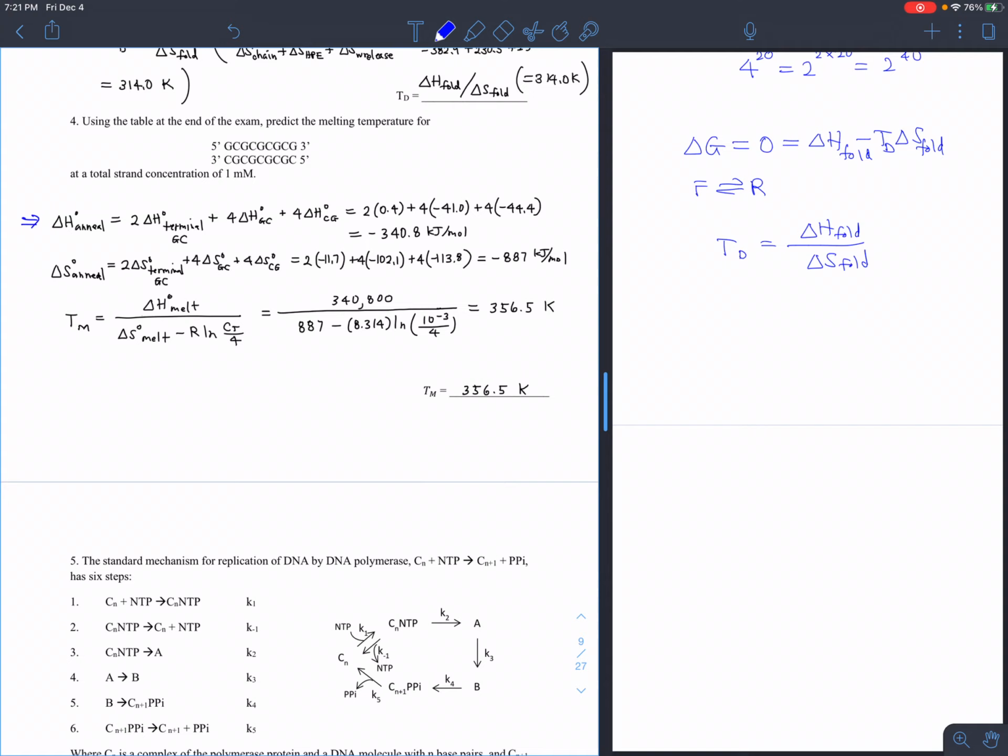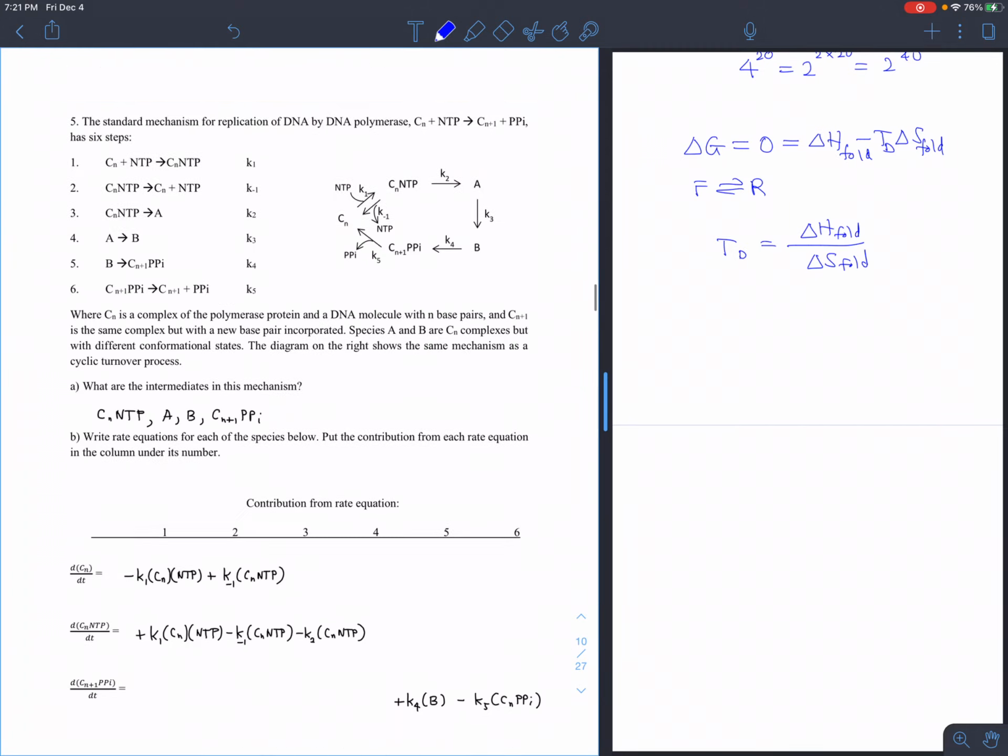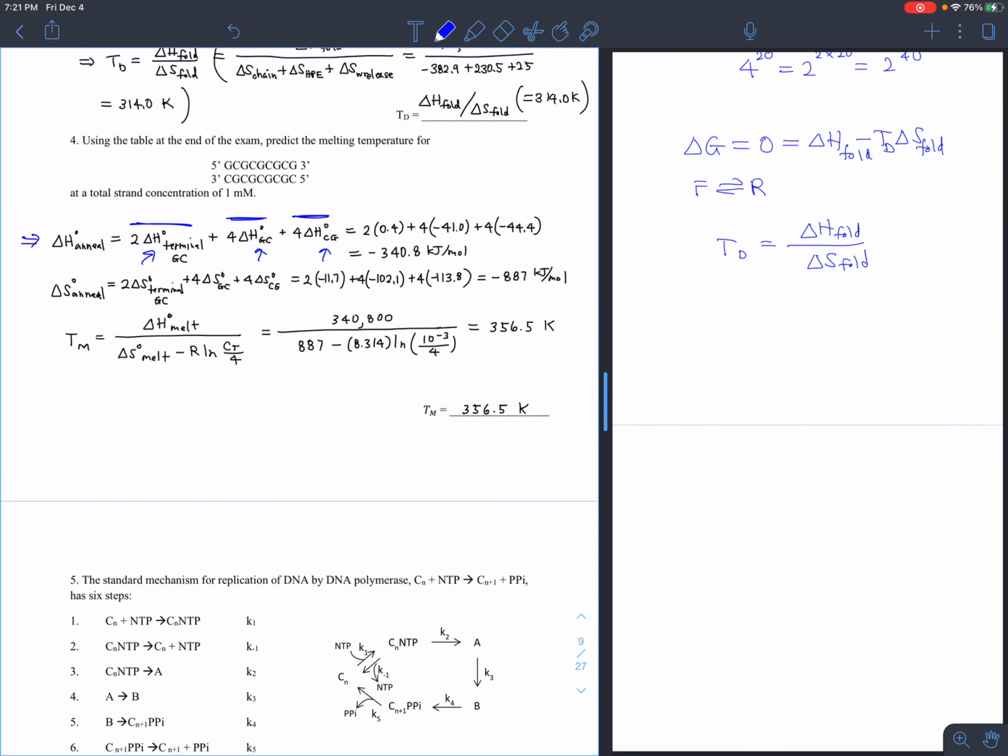So therefore, the delta H of annealing should be 2 times the terminal value for GC, 4 times the delta H for GC, and 4 times the delta H for CG. The table is down here at the end. I won't go down there. But the values taken from that table are 0.4 for the terminal groups, minus 41 for the GC case, minus 44 for the CG case. Notice that GC is not the same thing as CG, so don't confuse those two.